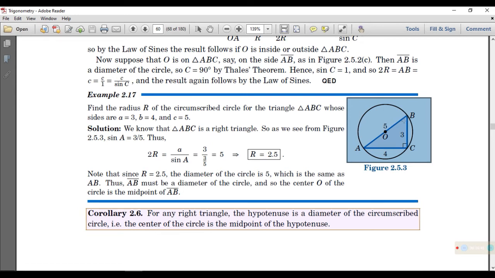Meron tayong right triangle, ABC. Here, the hypotenuse is the diameter. We have the hypotenuse 5, which is a diameter since it passes through O, which is the center. So the center of the circle is the midpoint of the hypotenuse, giving us OA, which is 2.5. That is 1 radius. And OB, which is also equal to 2.5, another radius.